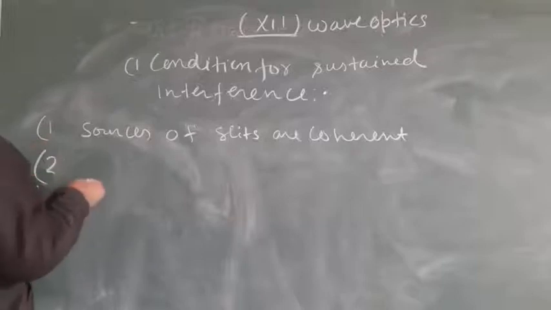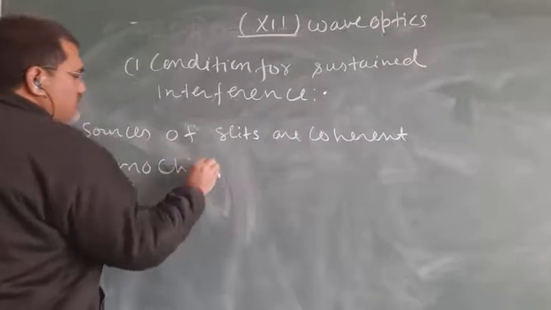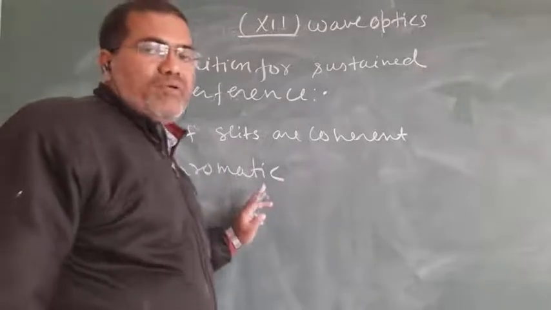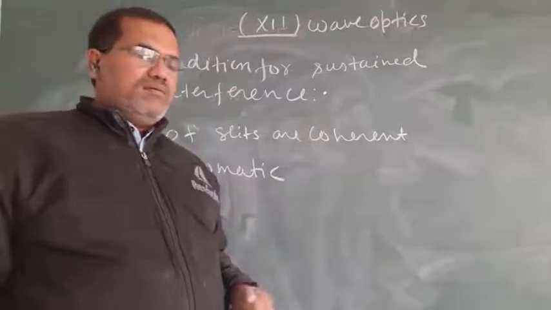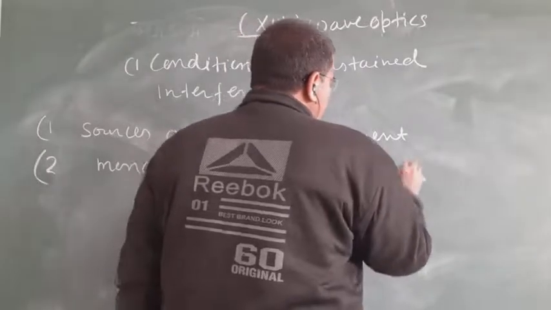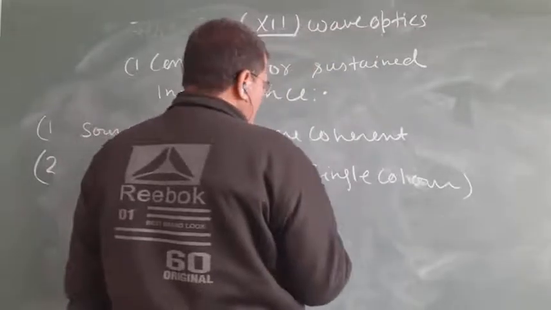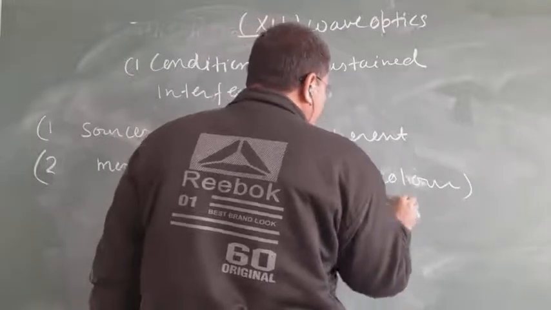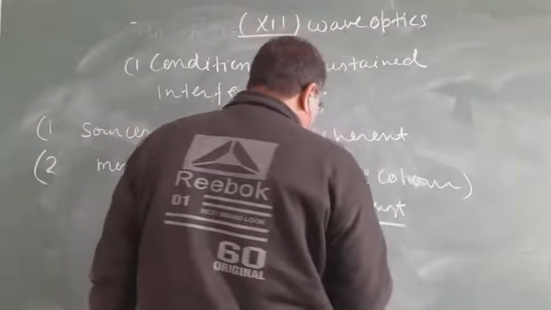Number 2, monochromatic. Monochromatic light is required for sustained interference on the screen. Monochromatic means single color, or you can say lambda is constant. So lambda is constant, and you can say frequency is also constant.